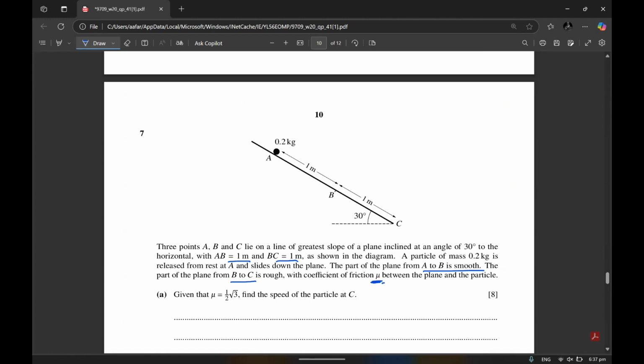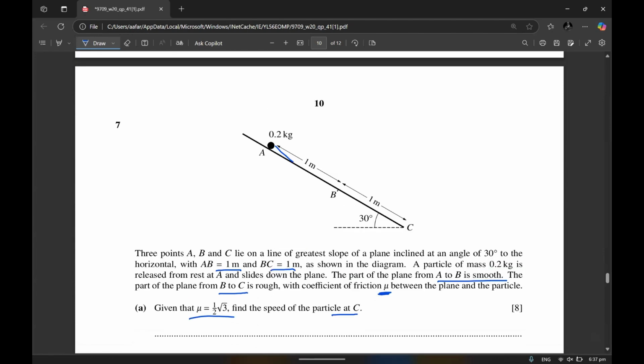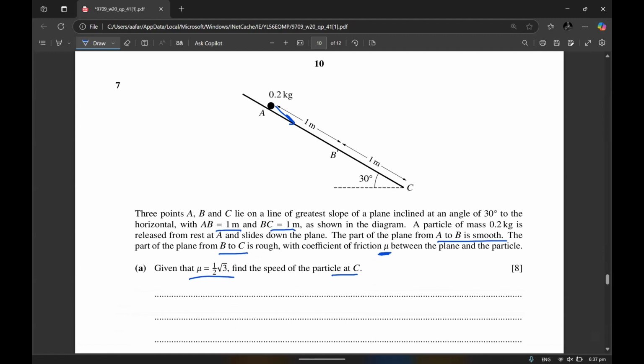Okay, so basically we need to find the coefficient of friction in part B. Given that mu is given, find the speed of the particle. Let's see. The particle has a component of gravity acting along the incline, right? So the force is basically 0.2 into 10 into sin 30. Let's say the weight, the inclined weight.